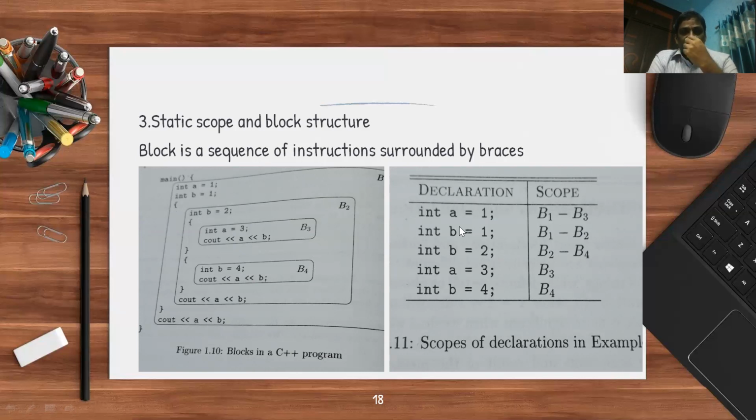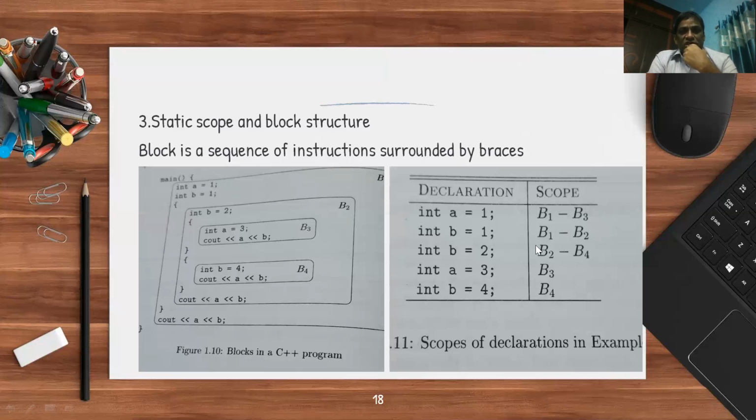Okay, so the first one is int a is equal to 1. It is available from block 1 to block 3. So what happens to block 4? Okay, probably this is wrong. It is up to block 4. And then because it is global here, it is available here, and also in the entire block 2 it is available. Yes, you can write it as b1 to b2.